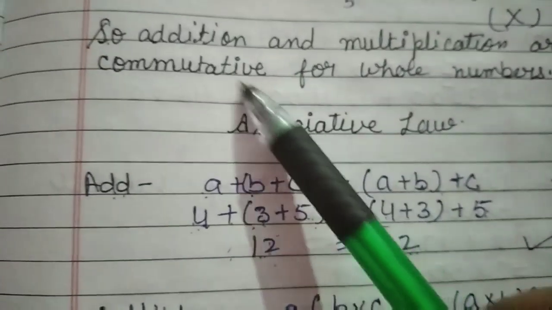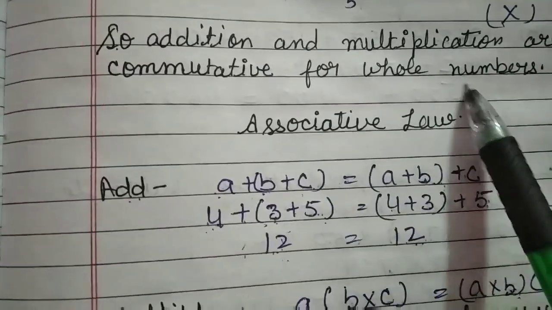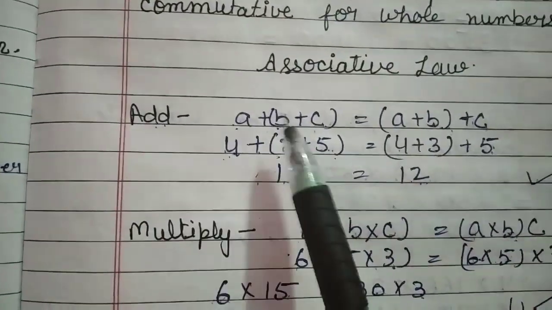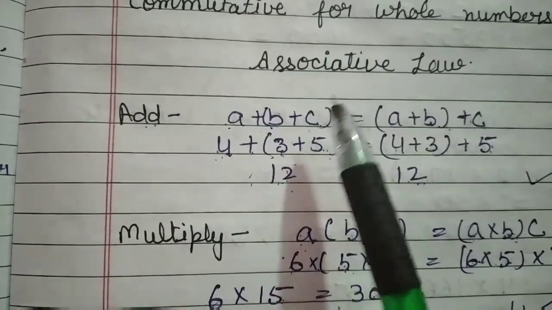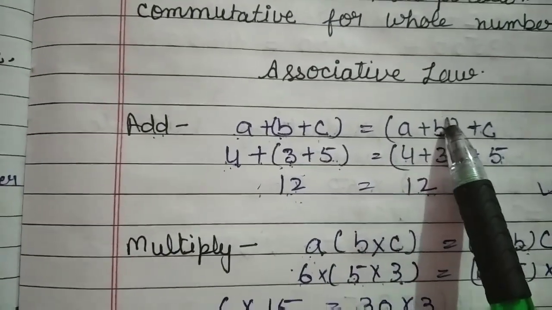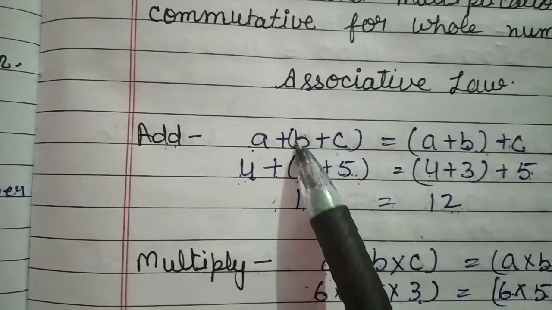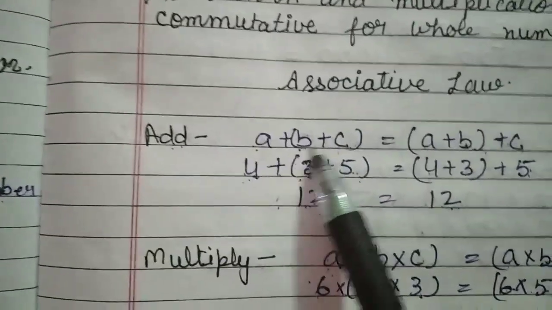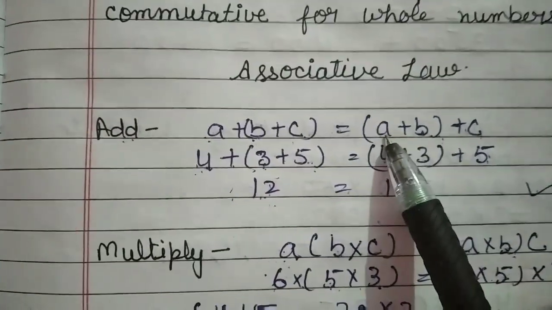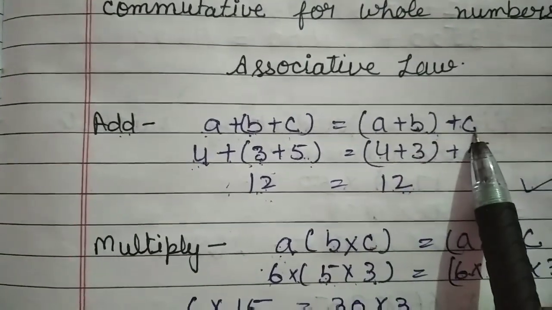Therefore, we get to know that addition and multiplication are commutative for whole numbers. Now we will look upon the associative law. Addition: A plus (B plus C), with B plus C in brackets, is equal to (A plus B) plus C, and here A plus B are in brackets. So what are we doing here? In LHS, we'll first add B plus C, and then with the result we'll add A. But in RHS, first we'll add A and B, and then what we'll get, we'll add it with C.